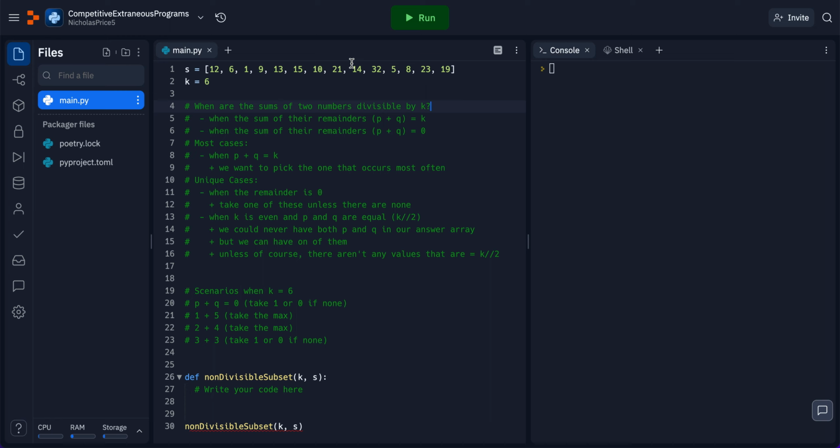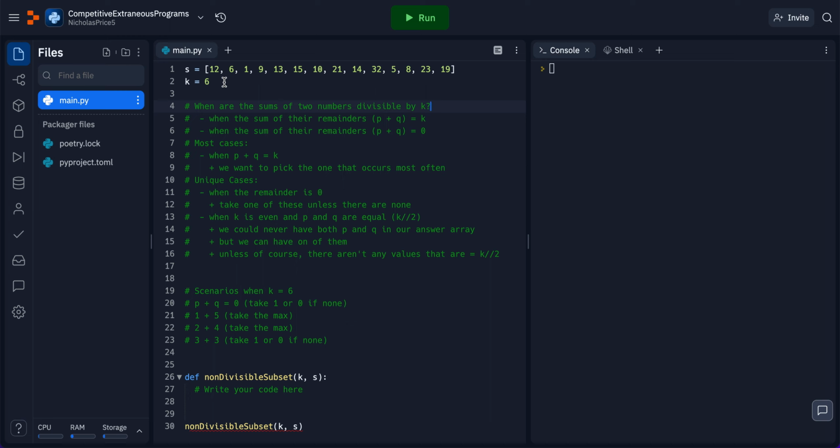Well, if we have in our subarray something that has the remainder of 0, we don't want more than one of those in our subarray, right? So if we had 6 and 12 in our subarray, and we did the math of 6 plus 12, well, that's also divisible by 6, our k.